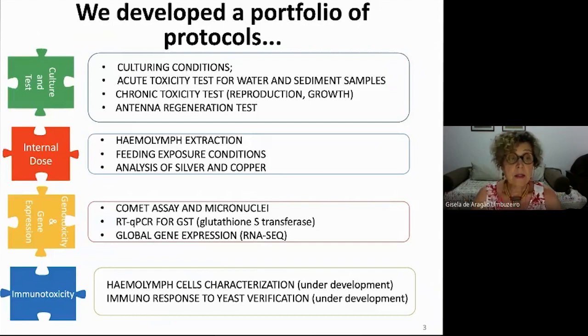Regarding genotoxicity and gene expression, comet assay and micronuclei protocols were defined. Also, we defined the protocol for RT-qPCR for glutathione S-transferase and global gene expression using RNA-seq. Immunotoxicity, hemolymph cell characterization are still under development, and immune response to yeast verification is also being performed right now.